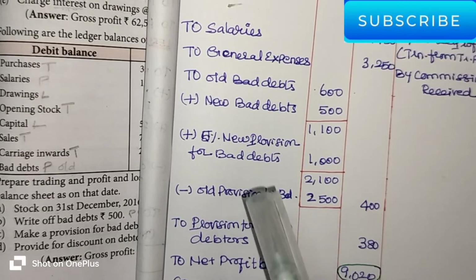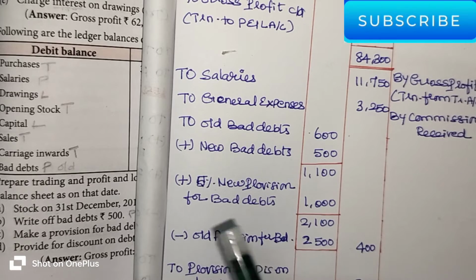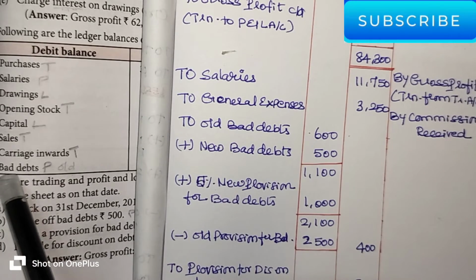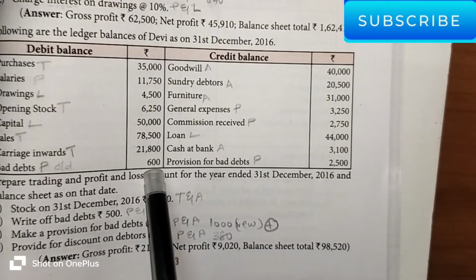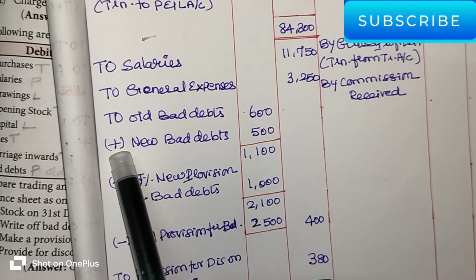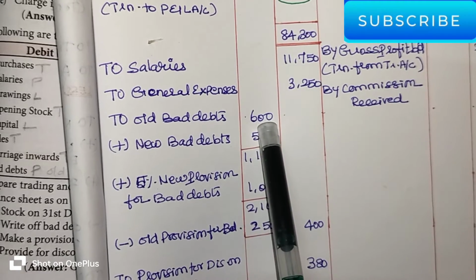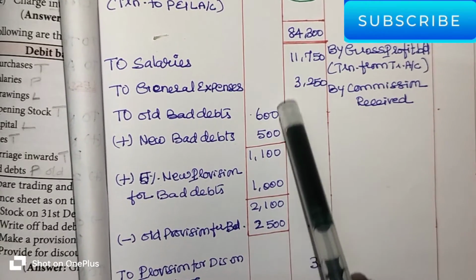Okay, let's go for the calculation of the bad debts. First we have to take old bad debts. That means inside the box we have bad debts of 600 rupees, which we have to enter here. Old bad debts, how much? 600 rupees, we have to enter in the inner amount column.